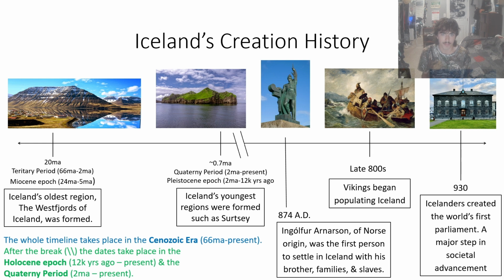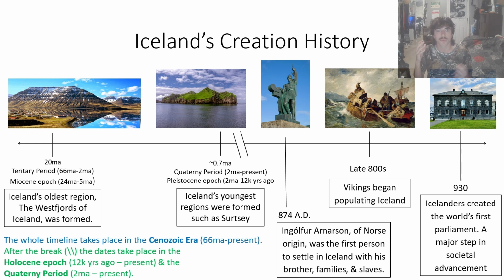And the youngest parts of Iceland, which is Surtsey Island, which is actually one of the youngest islands in the whole world, it was only about 700,000 years ago. So 20 million years ago was when Iceland first started getting formed. 700,000 is when it was pretty much finished forming. I mean, it's still forming a little bit, potentially. It's moving, different things like that.